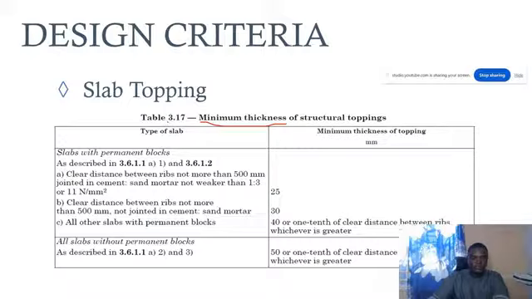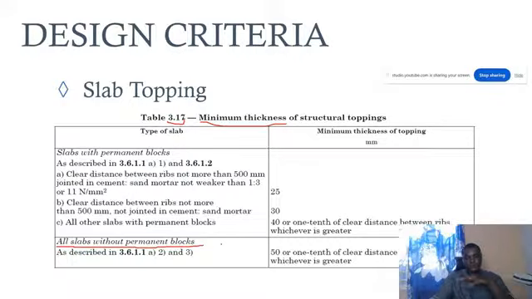This is table 3.17 of BS 8110 part 1. It divides this into two categories. We have where we have permanent blocks, meaning, for example, in a rib slab where you have solid blocks that you use to fill in the void that is being left. But we know that in waffle slab, the slab is usually provided without permanent blocks. So that means you go for the second part of the table, slab without permanent blocks.